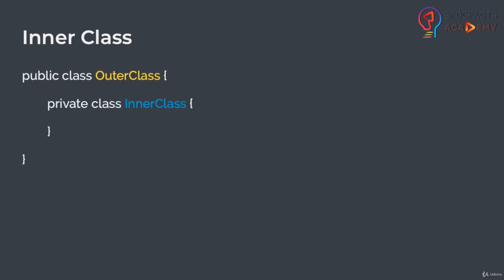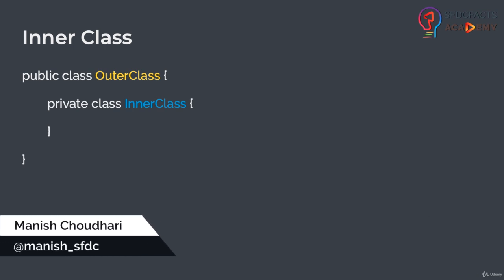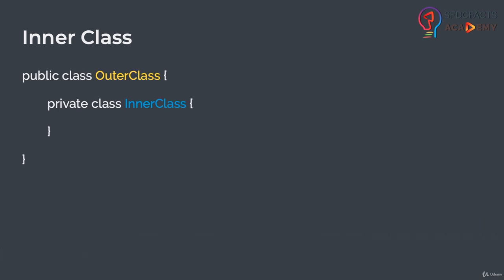So here I have my outer class, and we have already seen this syntax before, and this outer class also has an inner class. I have made this inner class private, but you can also make it public as well. Now let's try to understand what is the purpose of declaring an inner class. Why can't we have these two classes separately? That's completely possible. You can have both these classes separately created in your Salesforce org.